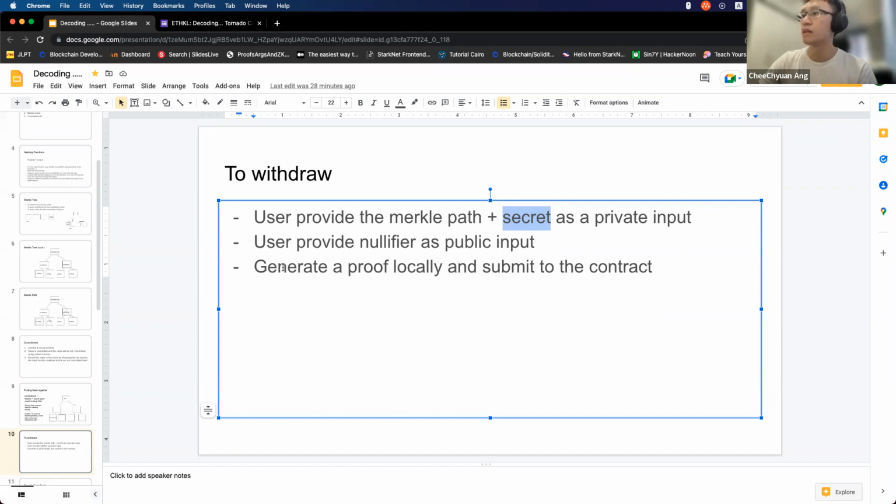So for these three steps, to construct the Merkle path, they definitely have to read from the on-chain data. But to prove that the Merkle path is correct, all they need to do is generate a SNARK proof locally using some circuit that has been constructed previously.